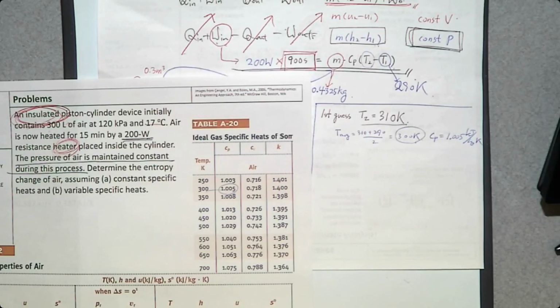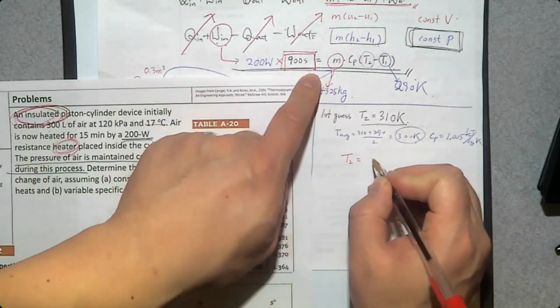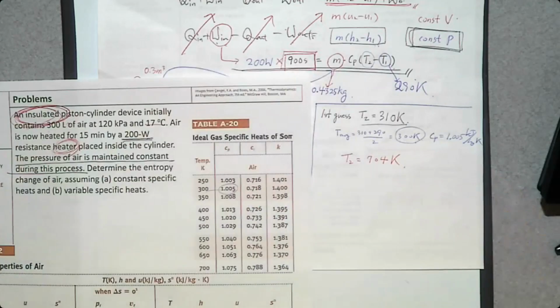So 0.4325 and divide by, oh, I forgot, divide by 1005, plus 290. Okay, I got 704. So if you do the calculation, you get T2 from this equation, 704 Kelvin. So that's how you determine the final temperature. Am I right? No, you assumed the final temperature is 310 and what you got is 704. That doesn't make sense. So your first guess is wrong.